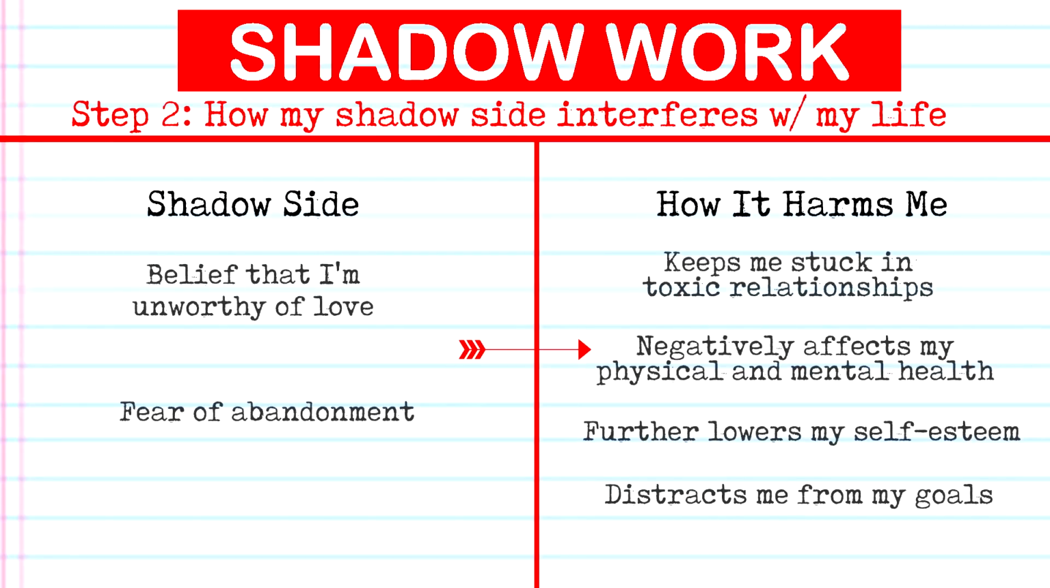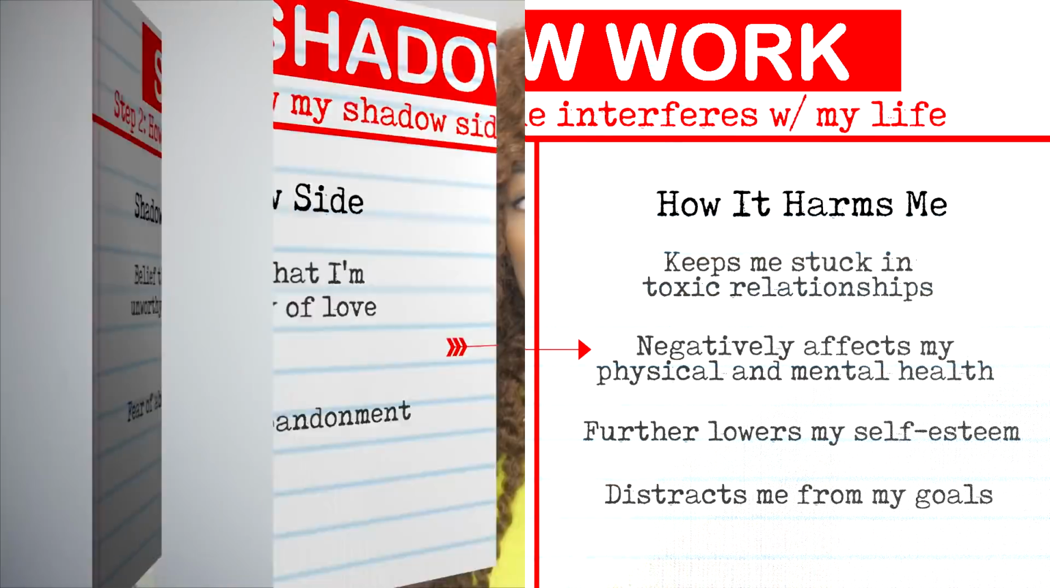It's bad for trying to accomplish any goals that I want to focus on, because my mind is so focused on these toxic relationships. It's just bad all around. It just blocks your blessings, okay? So that's why writing down this step is important, because you really get to see how your shadow side is making it so that you can't live your best life, you know? So it gives you motivation to actually want to change these things.